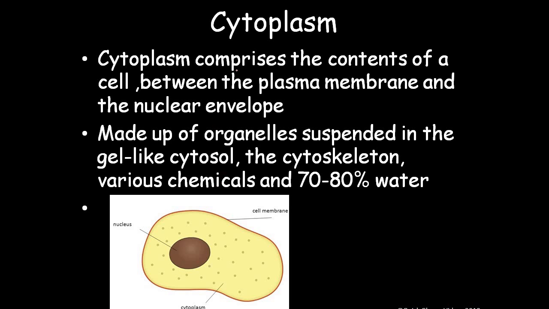Cytoplasm. Cytoplasm comprises the content of the cell between the plasma membrane and the nuclear envelope. This area between them is called the cytoplasm. It is made up of organelles suspended in the gel-like cytosol, the cytoskeleton and various chemicals, and 70 to 80% water. These are the constituents of cytoplasm.